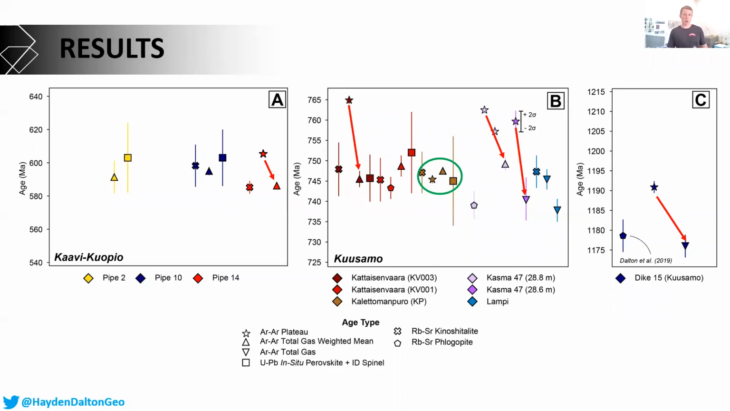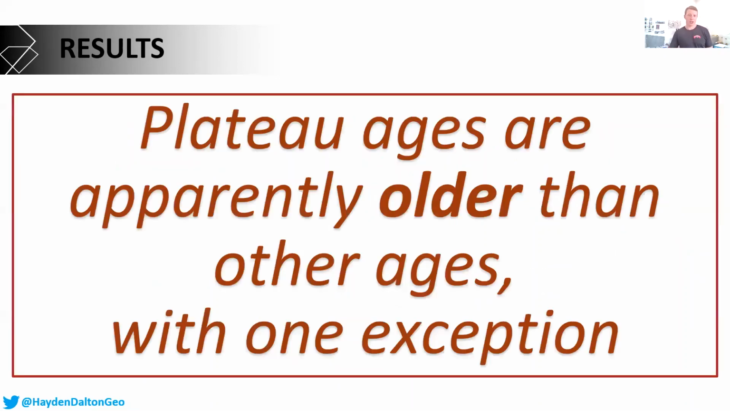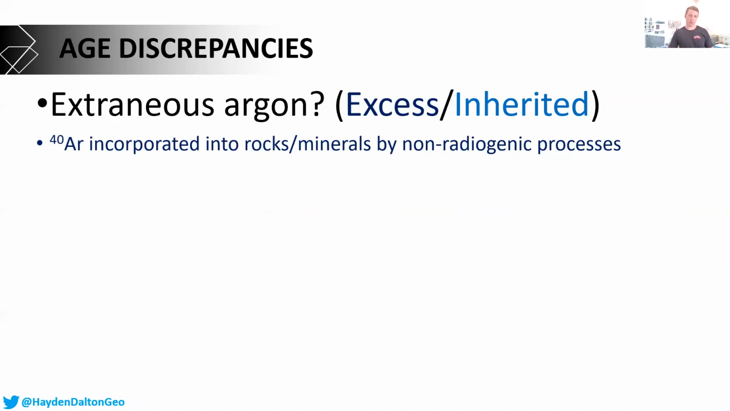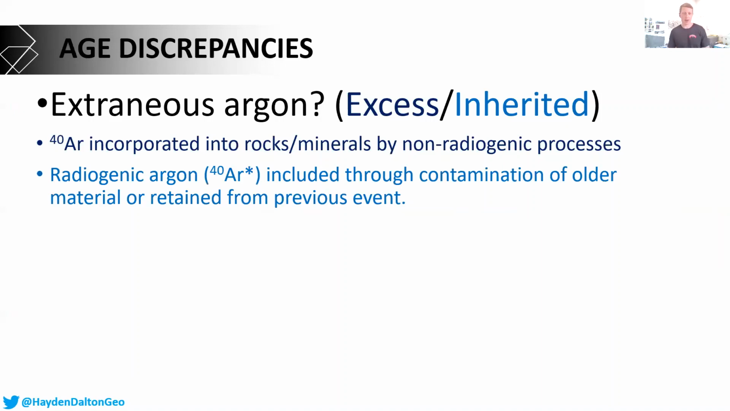So there's only one case where the plateau age and the total gas age for the argon-argon system overlap with the rubidium strontium and the uranium lead perovskite age, which indicates that plateau ages are apparently older than other ages except for this one case. So why is that? Well, could it be due to extraneous argon, either excess argon, which is incorporated into rocks or minerals by non-radiogenic processes, or inherited argon, where we have radiogenic argon included from contamination from older material or mantle material, for example, that could be left over from a previous event?